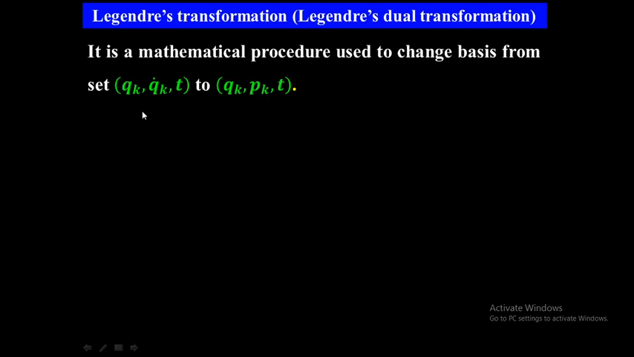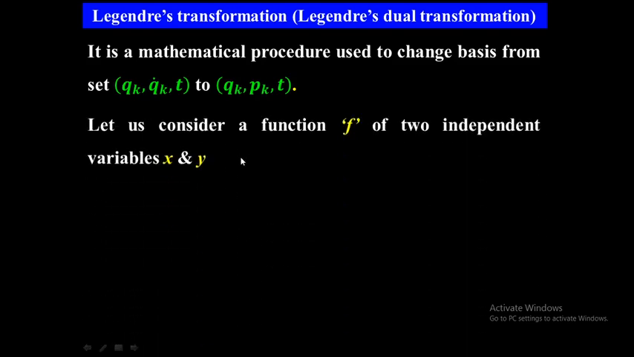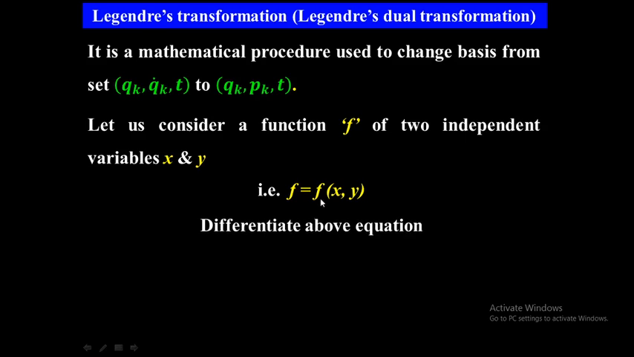Now we will see the Legendre dual transformation equations. Suppose f is a function of two independent variables x and y, so f can be written as f equals f(x, y). If we differentiate this equation, we get df equals del f by del x into dx plus del f by del y into dy. First we partially differentiate f with respect to x, then with respect to y.